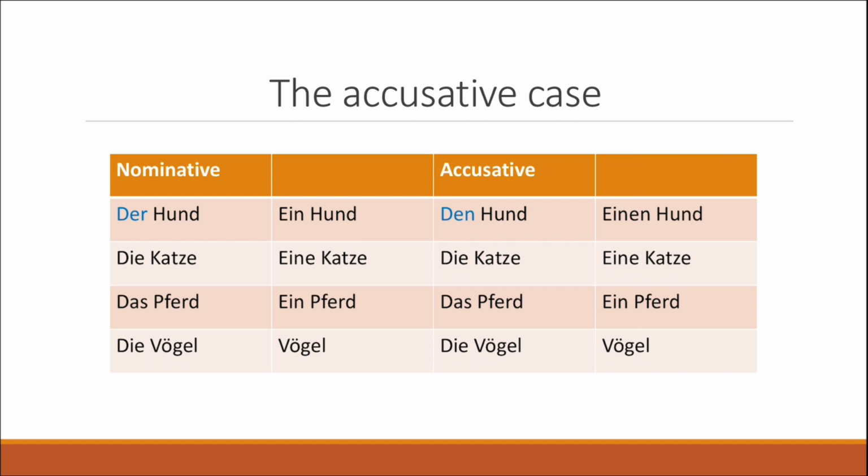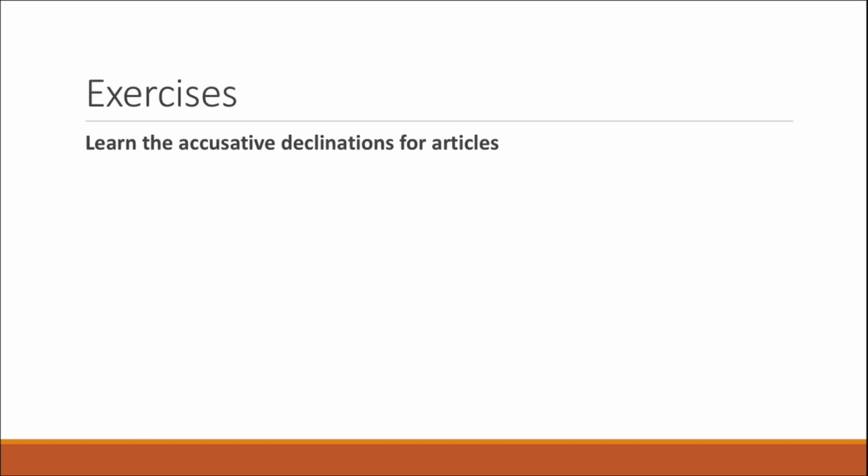In the next lessons, we're also going to talk about the dative and the genitive case, but they are mostly for more advanced lessons. And the only exercise today is just that I would suggest you to learn the accusative declinations for articles and to try to do some exercises with them. It's not easy at first, but with habit, it's going to come.